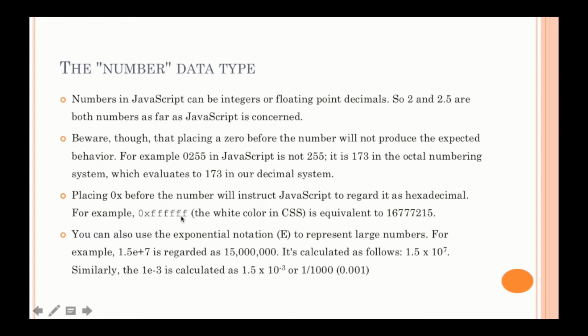If you want JavaScript to interpret your numbers or characters, because in the hexadecimal numbering system we have numbers and characters, both of them are treated as numbers.